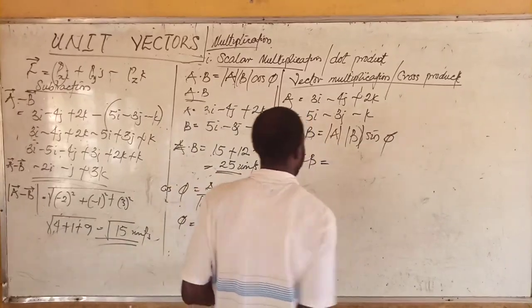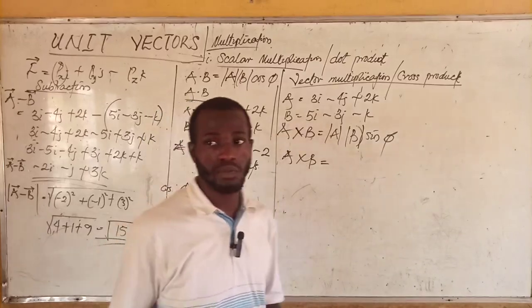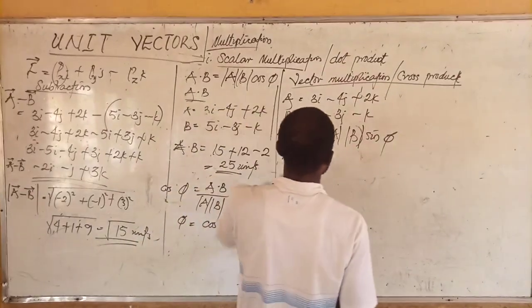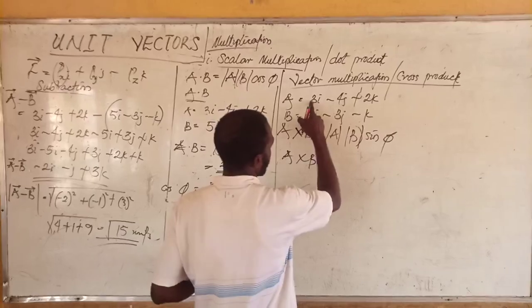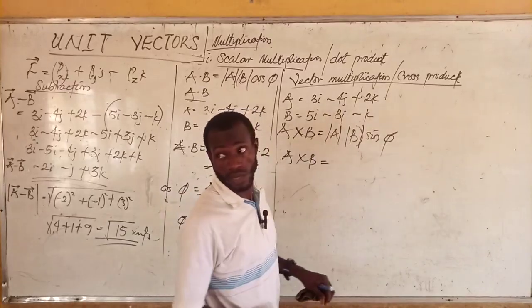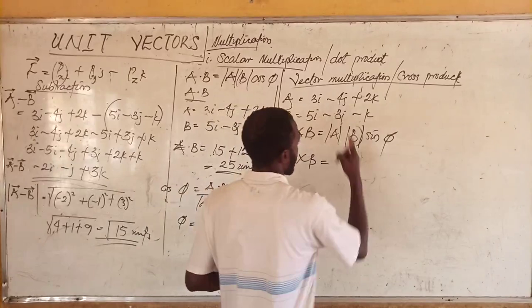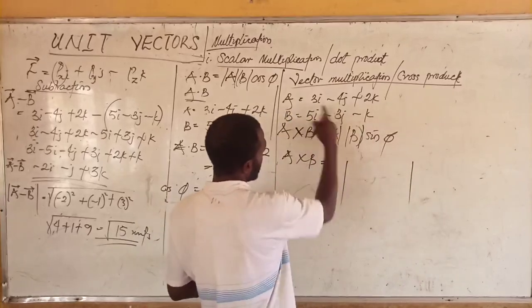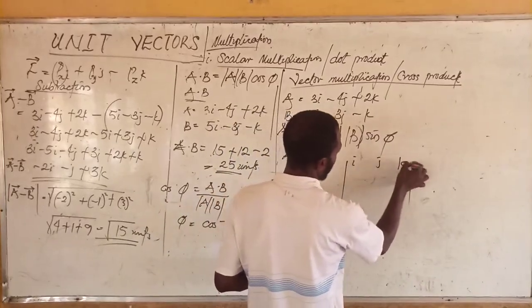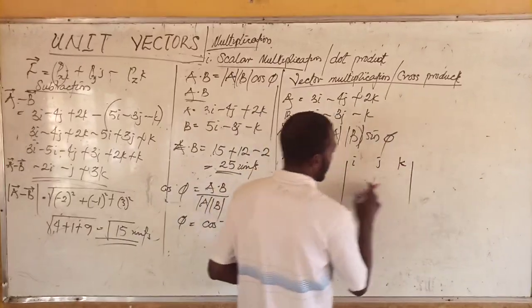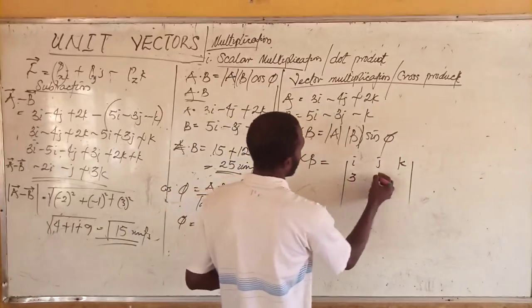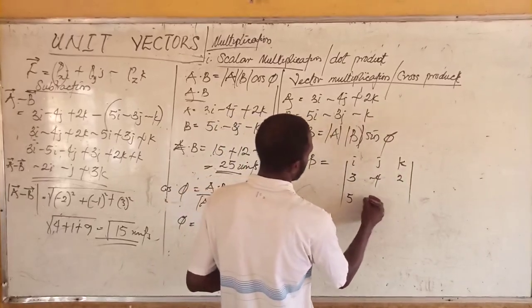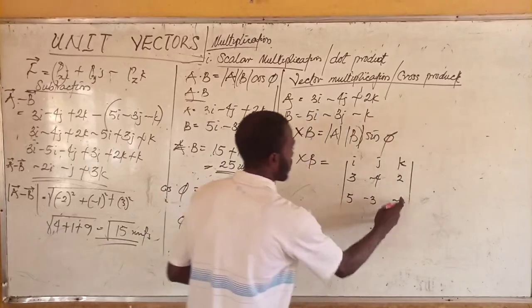Also bear in mind that A cross B is equal to, now we can use the determinant method of matrices to find the vector product. So if these were our vectors, what you would do is you arrange them in matrix form. So we'll have the matrix grid here, and then we have vectors I, j, and k here. Is that okay? So we write only their coefficients. So we have 3, -4, and 2, and then 5, -3, and -1. Is that okay?